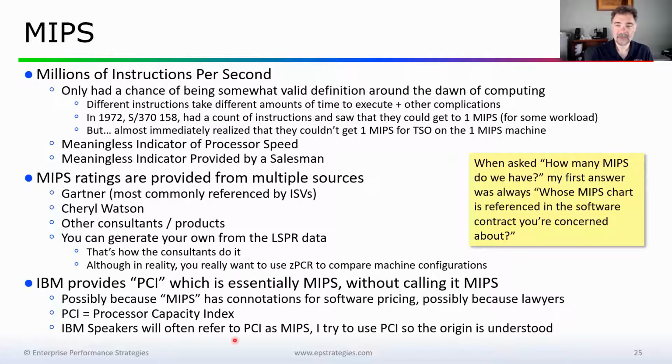Note that IBM speakers will often even refer to PCI as MIPS. I try to use the term PCI so you understand the origin, but I will probably fail and call the IBM PCI MIPS as well. Although, again, in this context, PCI and MIPS you can basically think of as the same relative comparison of capacity that's on a very similar scale to each other.